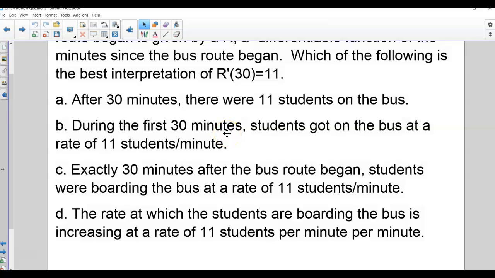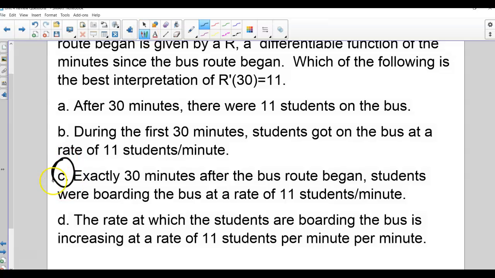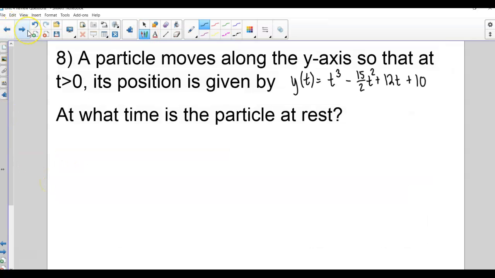Whenever we're looking at a derivative, it's an instantaneous rate. So at that point, A or C are probably our only possible correct answers. A says after 30 minutes there were 11 students on the bus. This would be the answer if we were talking about R of 30, because R tells us how many people are on the bus. R prime is a rate. So exactly 30 minutes after the bus route began, students were boarding the bus at a rate of 11 students per minute.